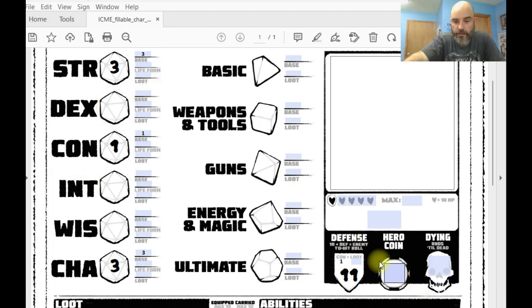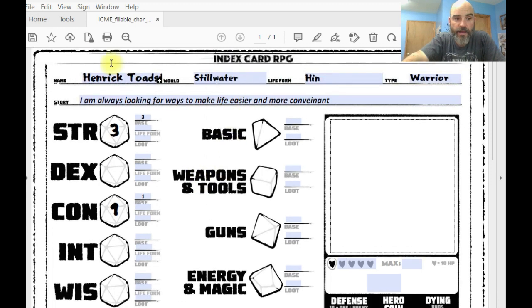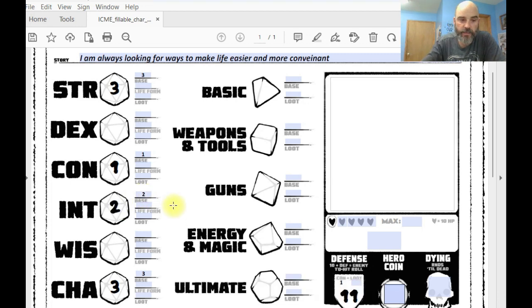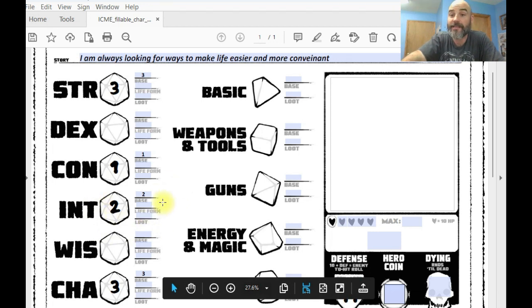Okay, next up, I get 2 points for being a Hin. This is kind of to demonstrate how, depending on where you came from or what your background is, what family you're born into, you're more likely to have some other kind of features. I think Henrik Toadstomp, his dad was a librarian. So even though Henrik didn't go to school or anything, his dad taught him quite a bit. So I'm going to put those 2 points in intelligence.